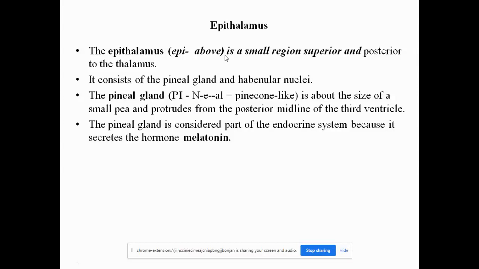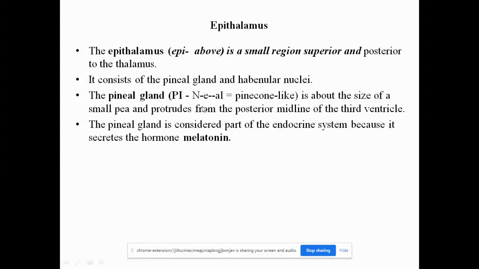So the next region present in the diencephalon is the epithalamus. After thalamus and hypothalamus, it is the epithalamus. It is a small region. Epi means above. It is a small region superior and posterior to the thalamus. So what does it contain? This contains the pineal gland and the habenular nuclei. So what is the pineal gland?